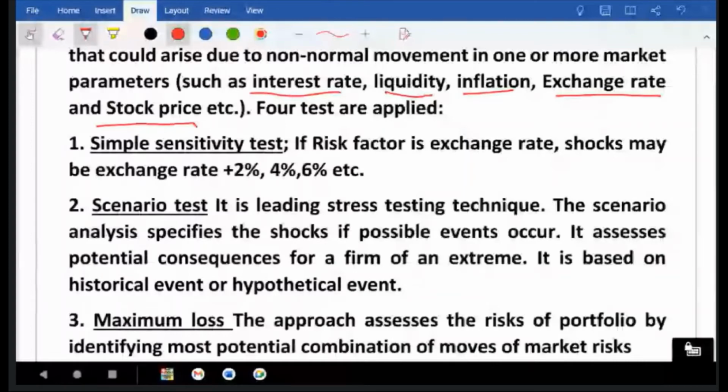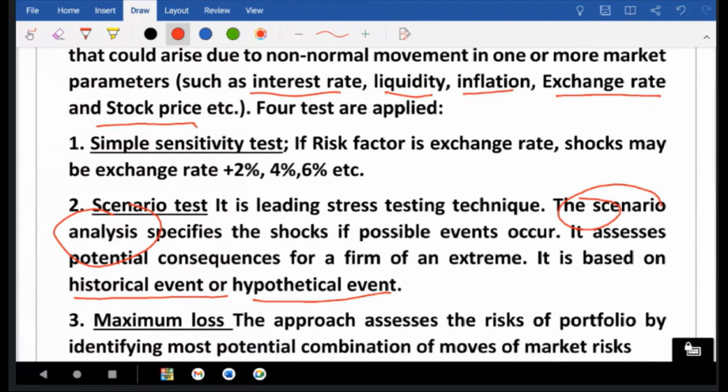Okay, next is the scenario test. It is a leading stress testing technique. The scenario analysis specifies the shock if a possible event occurs. It assesses the potential consequences for a firm of an extreme event. It is based on a historical event or hypothetical event. That means we take the historical event, that means past data, and this technique is based on scenario analysis.